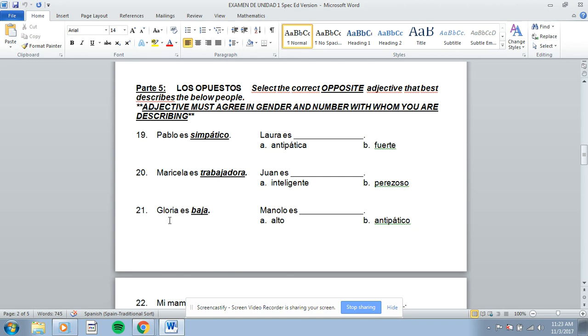21, Gloria es baja. Gloria is short. Manolo es blank. So if Gloria is short, Manolo is tall. So you have to pick alto or antipático, whichever one you think is tall.